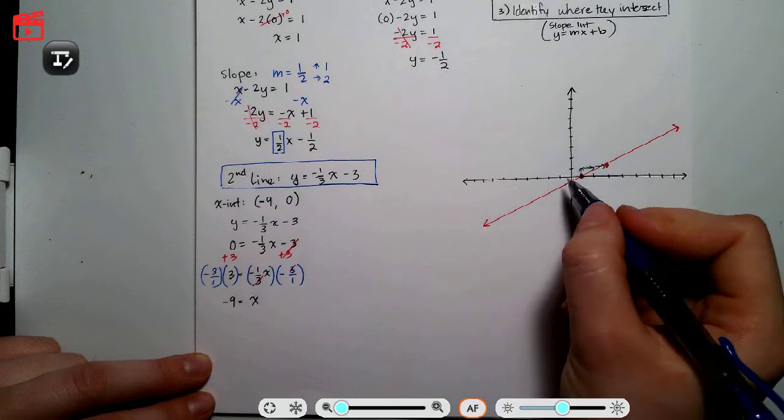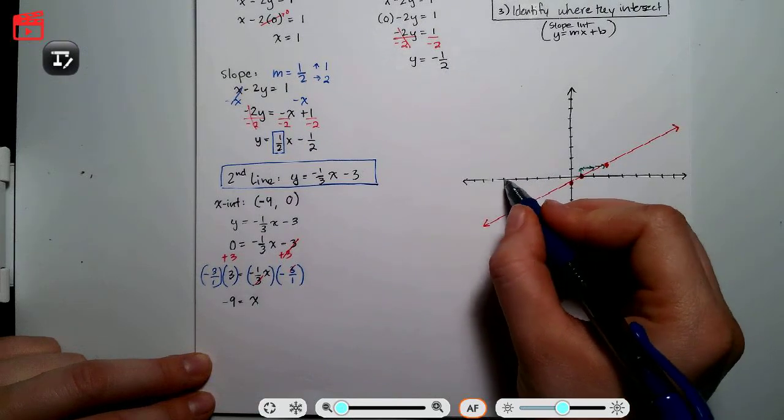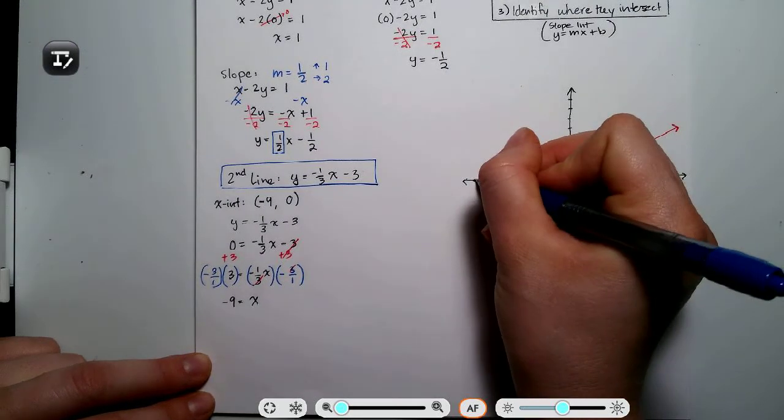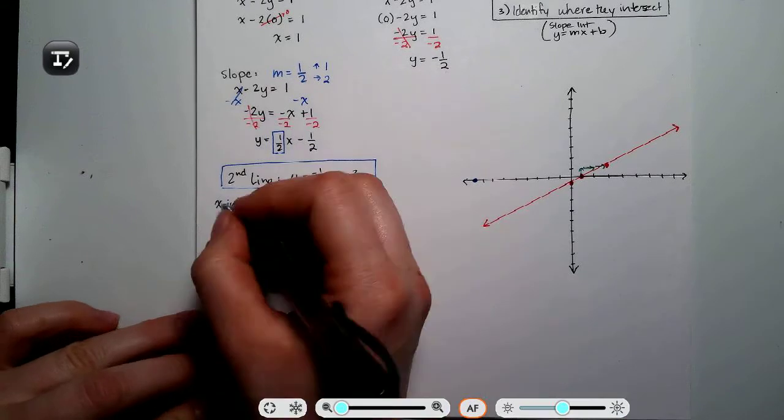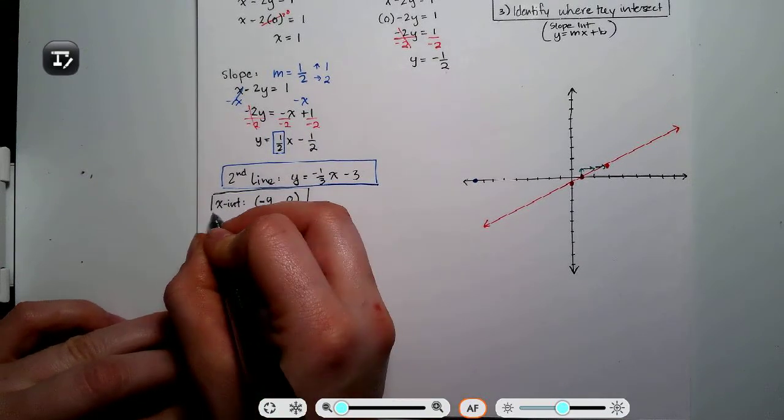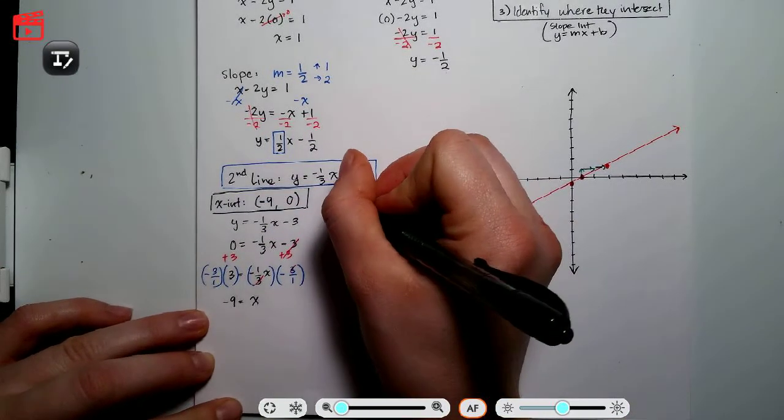We're plotting in blue. 1, 2, 3, 4, 5, 6, 7, 8, 9. Ooh, just enough room. All right, and that was my x-intercept. Remember, we need to have them answered as a coordinate point. Let's find our y-intercept.